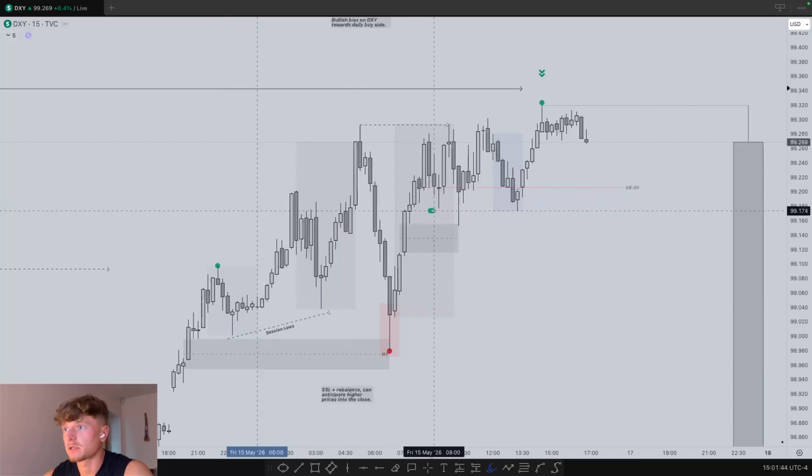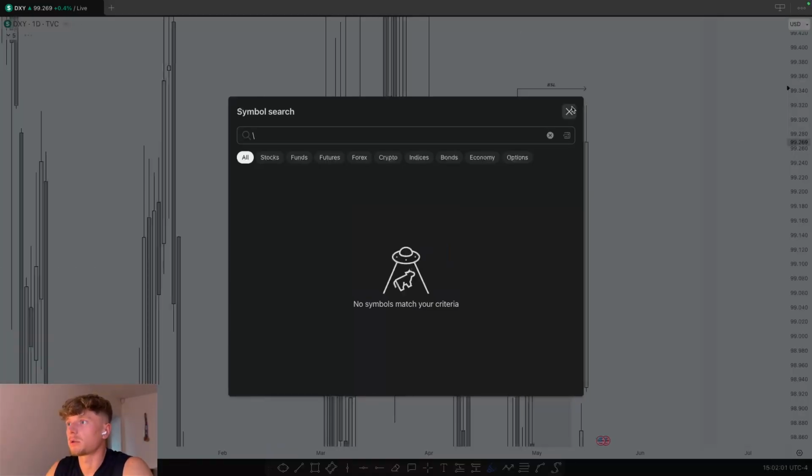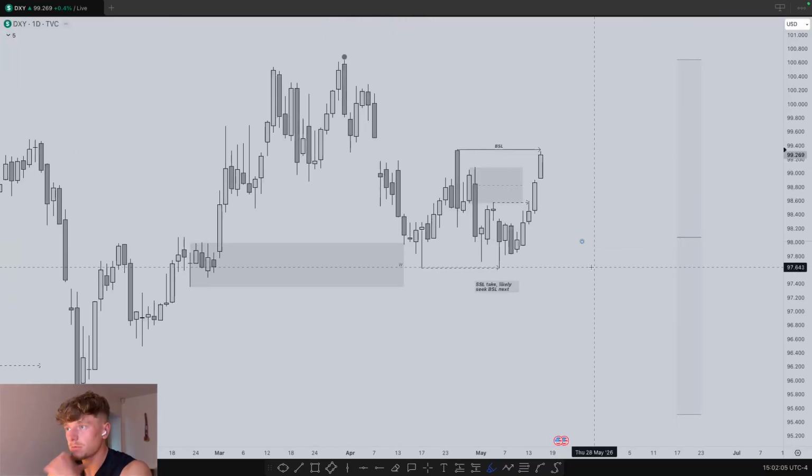See another run on sell side here, rebalance into this fair value gap before I think one more run on lower time frame liquidity during the New York lunch hour before heading into close. So didn't quite get the high on the dollar index. I think Monday, Tuesday will probably open up and take that out. So that's the trades covered.